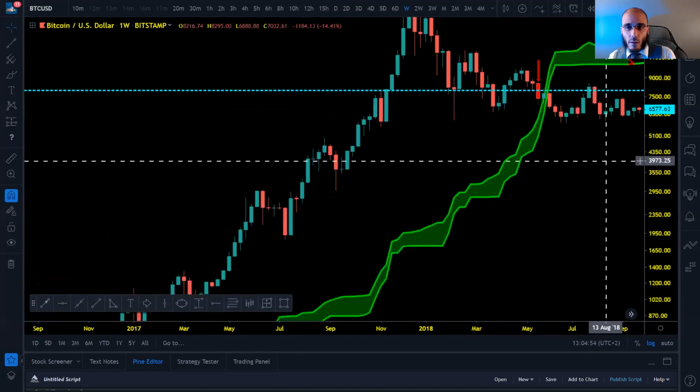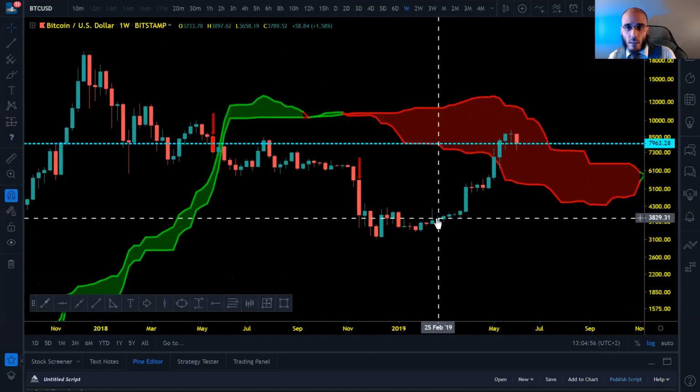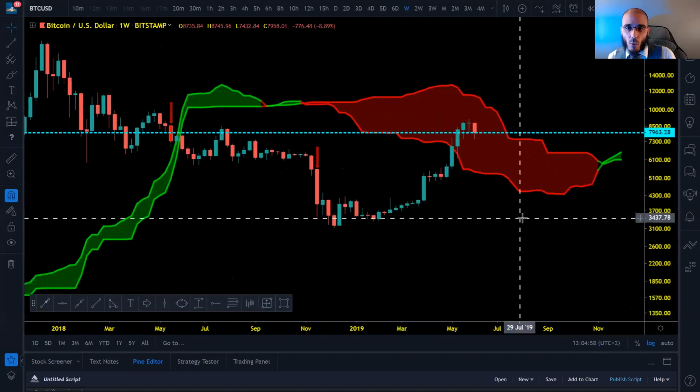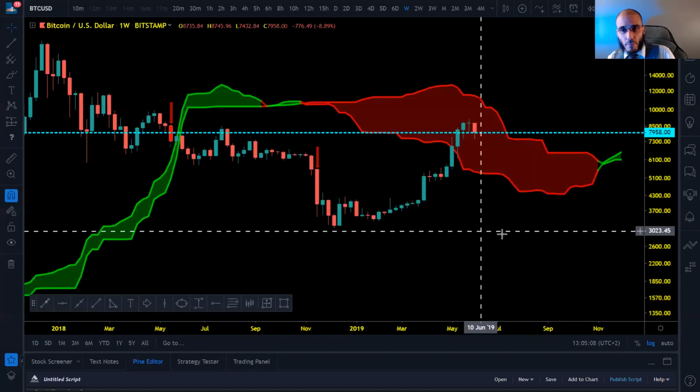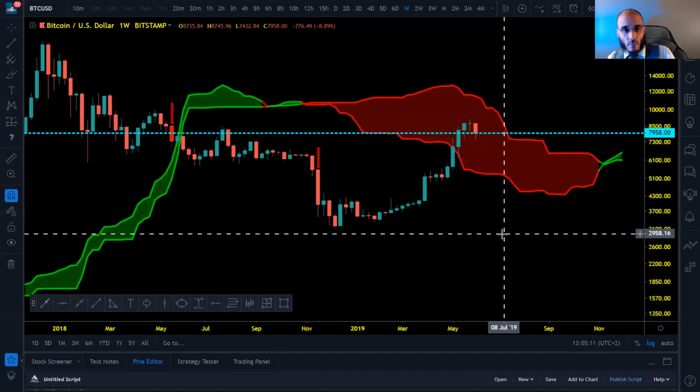That would be a great indication of a bull market. Right now, we're still in the cloud, so that's negative. So 3 out of 3 is negative for me.